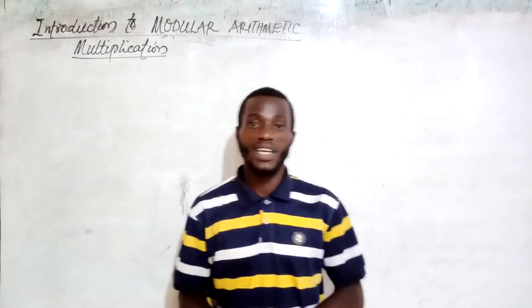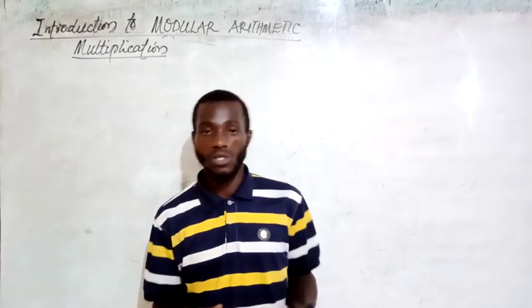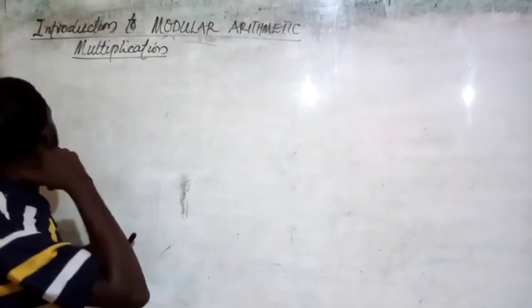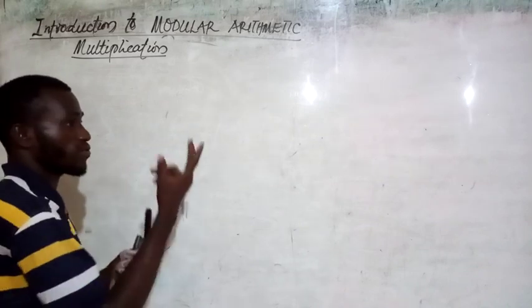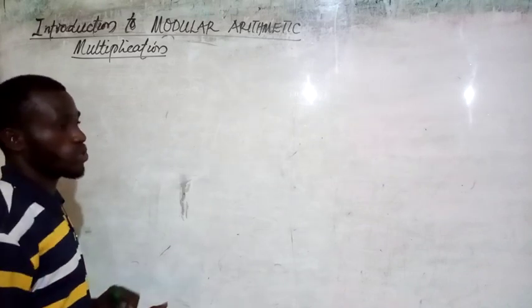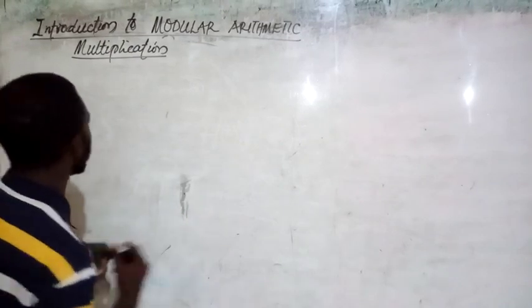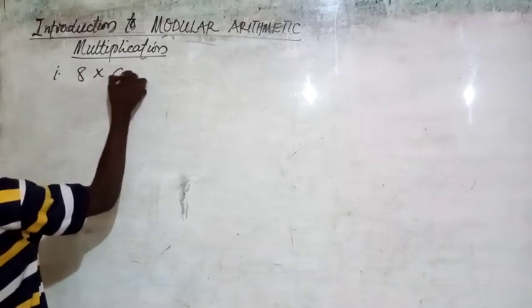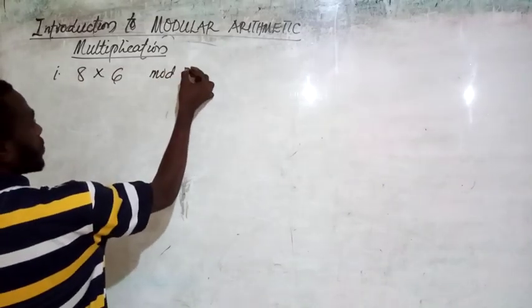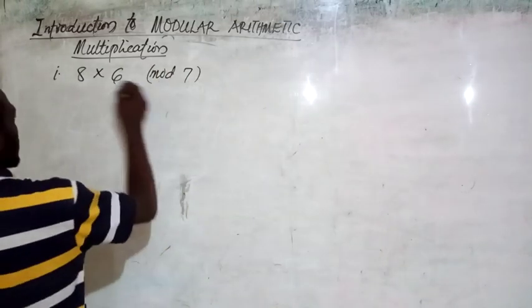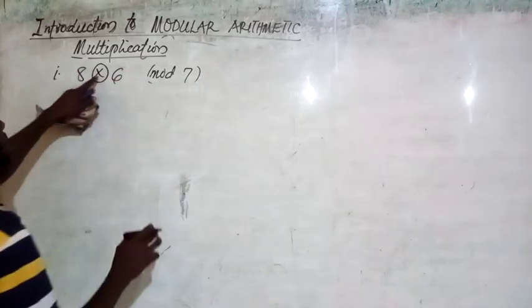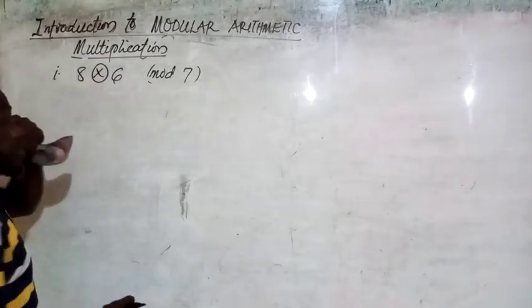Alright, welcome back. Remember we said in modular arithmetic we always wrap up at a particular number. The same principle applies to multiplication. So for example, if we are told to multiply a particular set of numbers in a particular modulus, all we do is divide and write the remainder. Very simple. For example, we are asked to do 8 times 6 in mod 7.